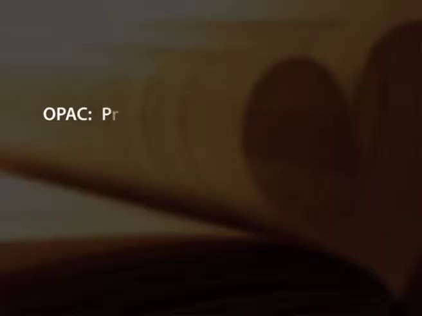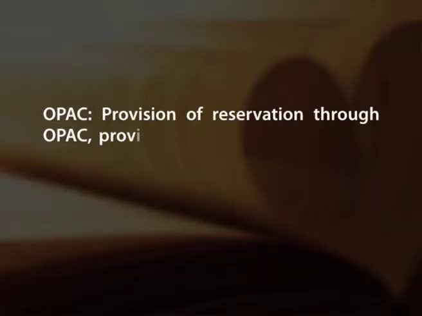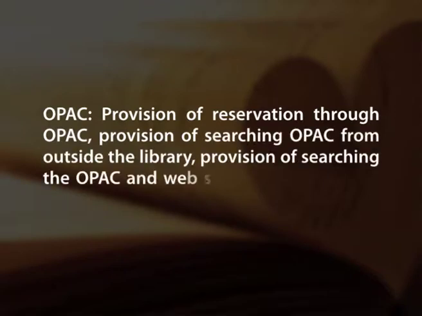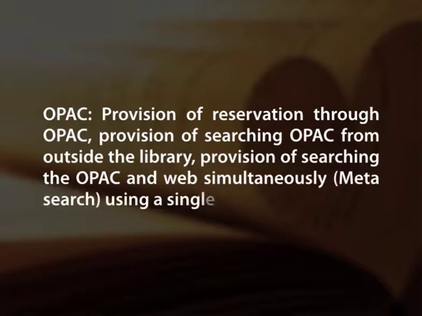D. Serial control. Does the serial control system allow one to smoothly and effectively manage subscription and lending of serials, journals, periodicals or magazines? Provision of monitoring multiple issues of a serial, provision of grace period for receiving the serial, provision of renewal, overdue alert and entering the abstract of a serial. E. OPAC. Provision of reservation through OPAC, provision of searching OPAC from outside the library, provision of searching the OPAC and web simultaneously, meta search, using a single word search.